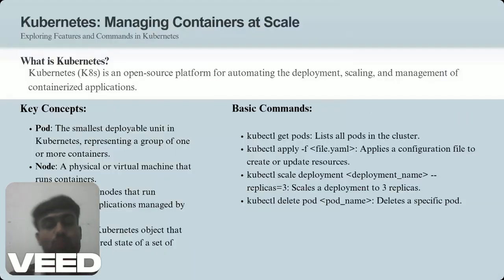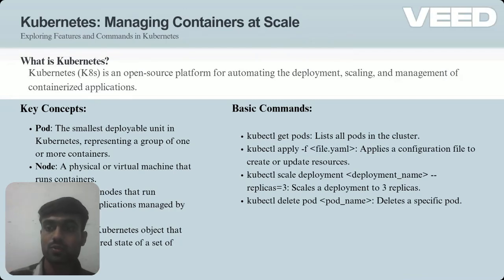Then we will start with Kubernetes. It comes under orchestration. Basically, Kubernetes manages containers at scale. What is Kubernetes? Kubernetes is an open source platform for automating deployment, scaling, and management of containerized applications. There are some key concepts and key terms which we should know before using the tool. So there is pod. A pod is basically the smallest deployable unit in Kubernetes, which represents a group of one or more containers.